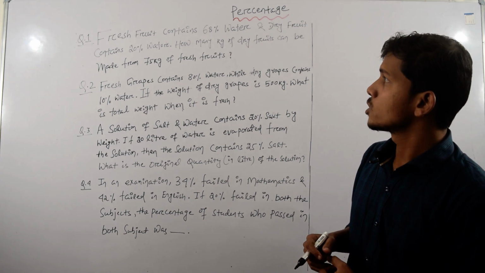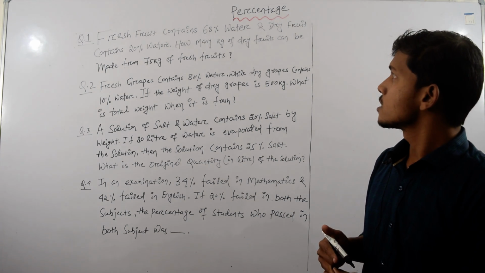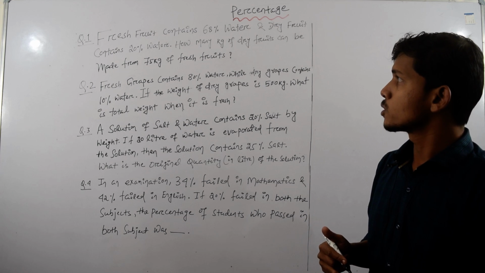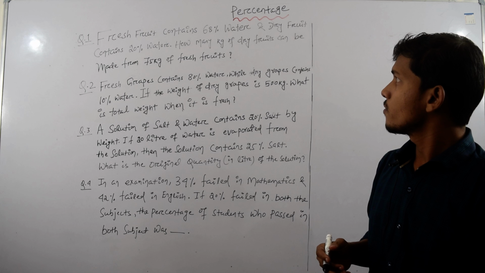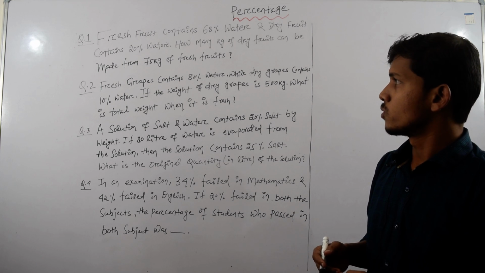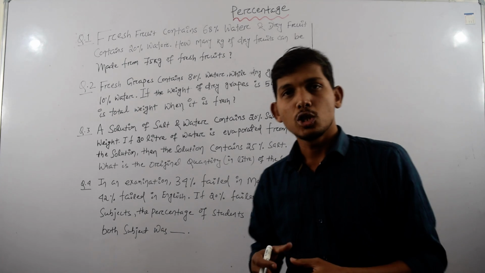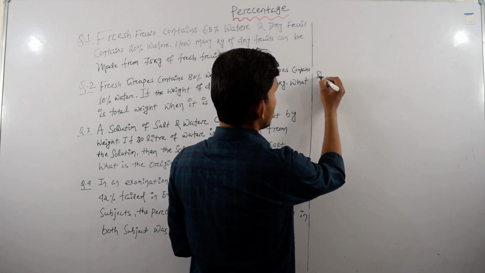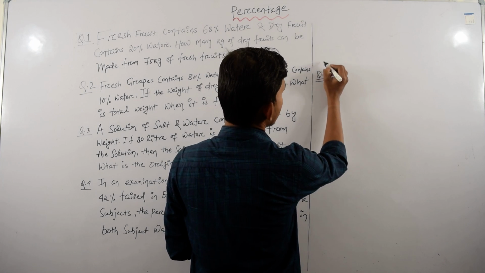Okay, the first question is that fresh food contains 68% water and dry food contains 20% of water. How many kg of dry foods can be made from 75 kg of fresh food? Okay, so by the ratio method I am going to solve this part. Okay, let's see. So this is question number 1. Answer.